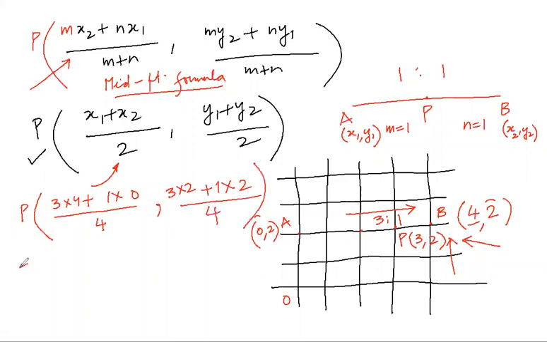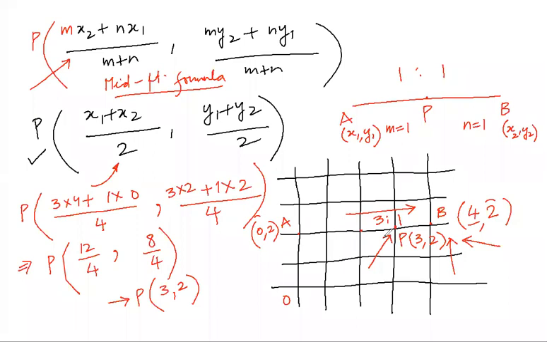So this is coming to be P is 4 3s are 12 by 4. This is 3 2s are 6 plus 2, 8 by 4. See students, our formula is correct because coordinates of P are now 4 3s are 12 and 2 4s are 8. 3 2, which we actually know the coordinates of P is 3 and 2. So the section formula is proven.